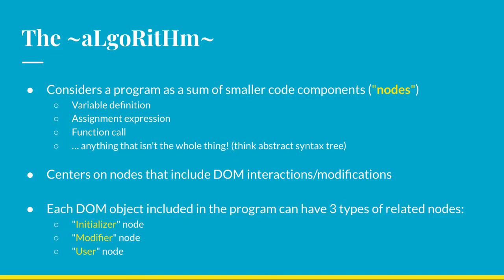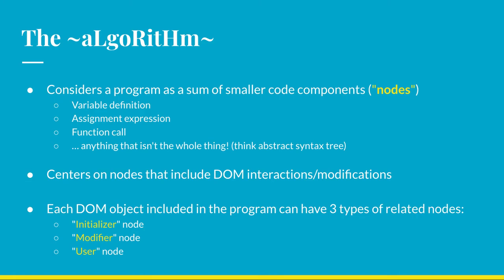So before I get into explaining how the algorithm works, just some vocab or context. The algorithm considers a program as a sum of smaller components, which I'm calling nodes. A smaller component might be a variable definition, an assignment expression, or a function call. So it's anything that isn't the whole thing.